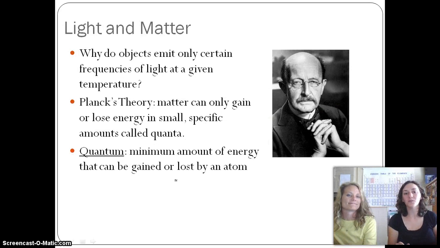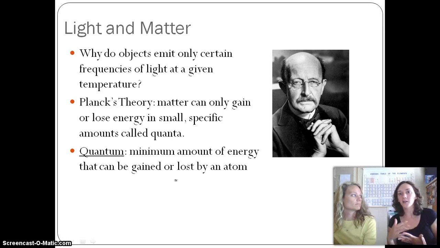Light and matter. So why do objects emit only certain frequencies of light at a given temperature? This question comes up when, say you're heating a solid piece of iron, and you're heating it up and it turns red, and then it turns orange, and then it turns kind of yellow, and eventually it turns blue. Well, it's emitting different frequencies because it has different energies.